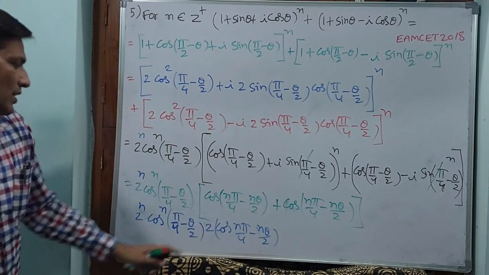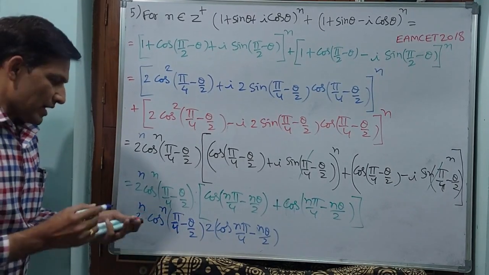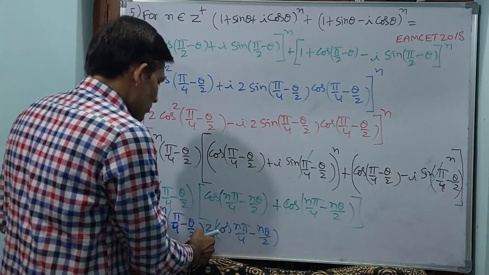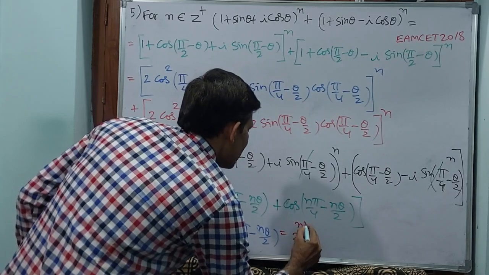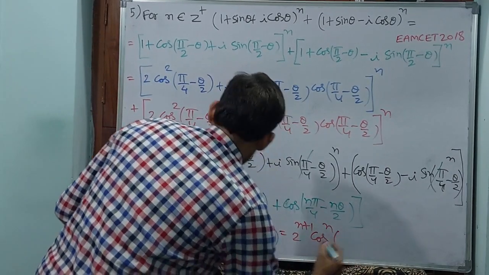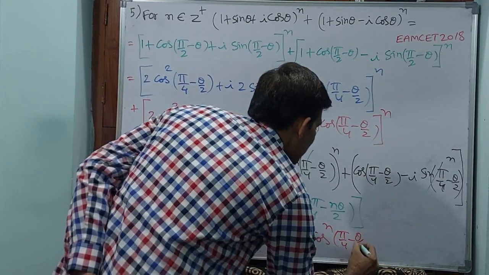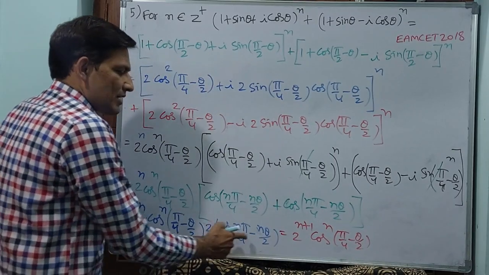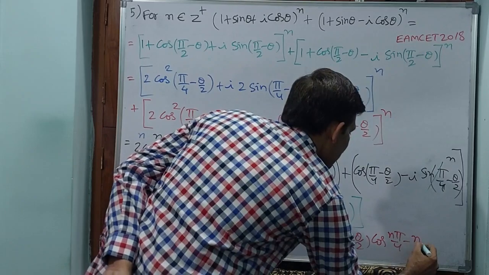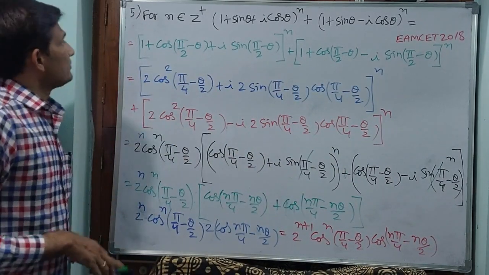Now finally, shall I write 2 power n plus 1? Write down, that will be our final answer. Why? Because 2 into 2 multiplication. 2 power n plus 1 cos power n of pi by 4 minus theta by 2, into again this cos n pi by 4 minus n theta by 2. Okay, this is your final answer.